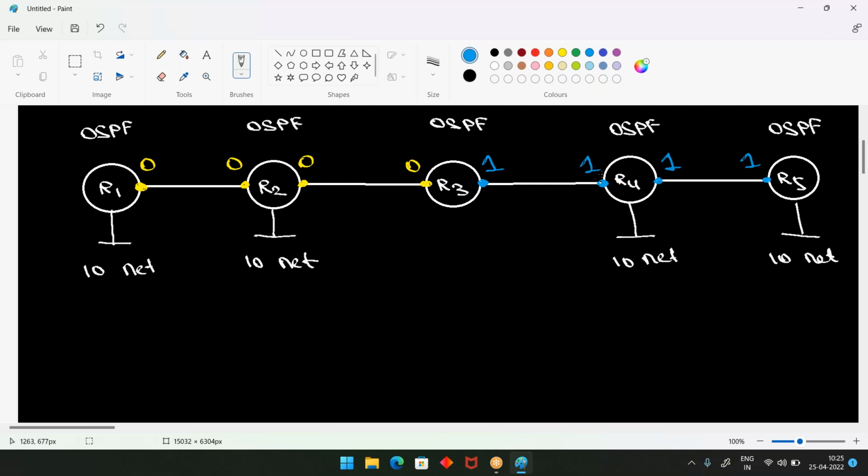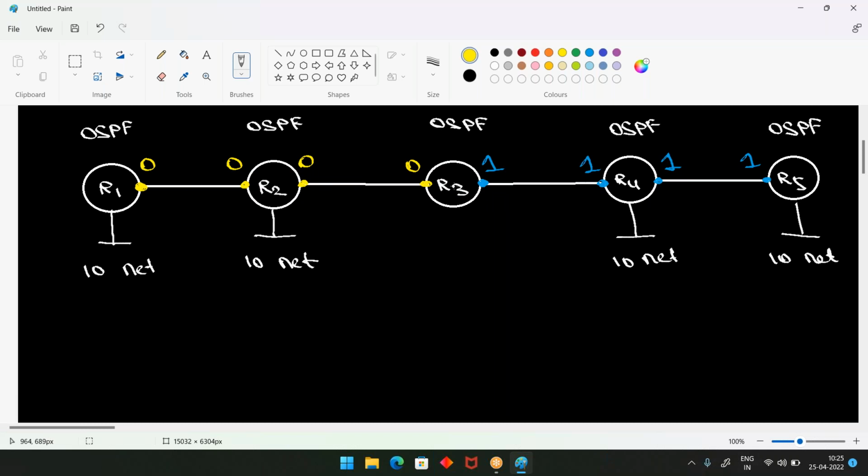Let's try to understand here. All of you try to understand. Between this R1 and R2 router, I can configure the area ID 0. Between R2 and R3, I can configure the area 0. Between R3 and R4, I can configure the area 1. Between R4 and R5, I can configure the area 1 as well. So then what happens, sir?